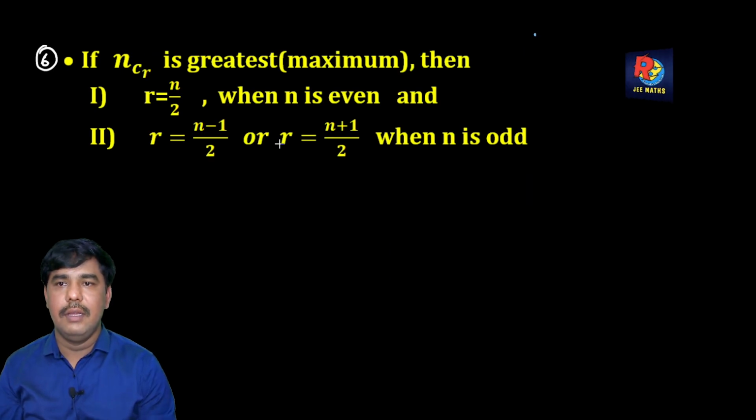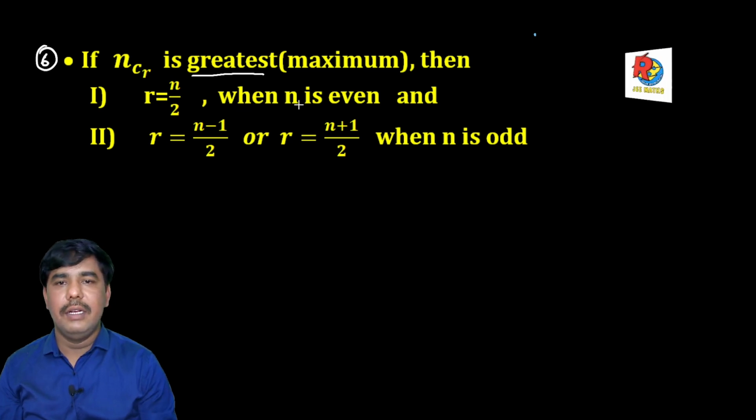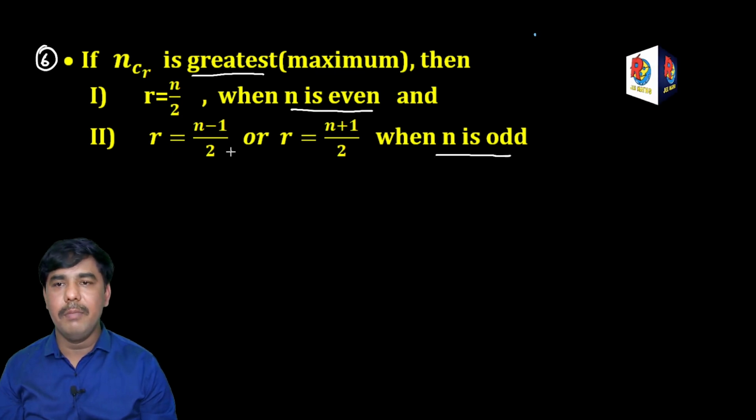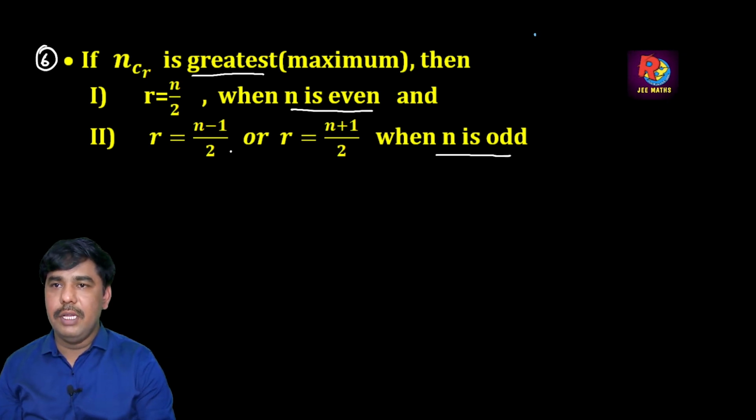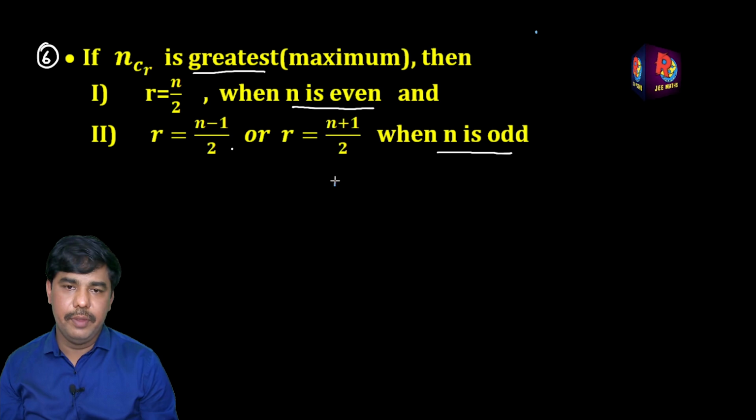Next, here you can have a sixth one. Observe this: whenever NCR is greatest or maximum, it depends upon whether the n value is an even number or an odd number. I will give one example so you can understand clearly.